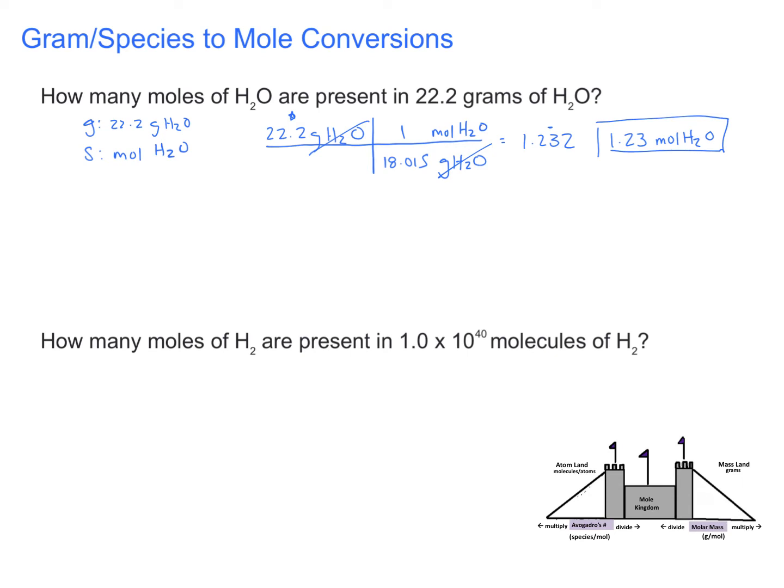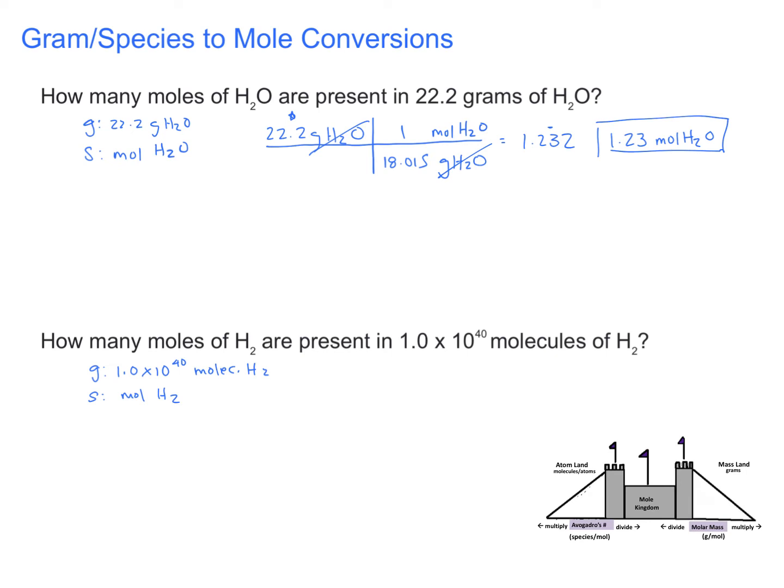This next problem, they have asked us how many moles of H2 are present in 1.0 times 10 to the 40th molecules of H2. Okay, so our given here is going to be 1.0 times 10 to the 40th molecules of H2. And the thing we're solving for is moles of H2. So in this particular problem, we're going from molecules to moles. So in this case, we are in atom land, and we're going to go into the mole kingdom.